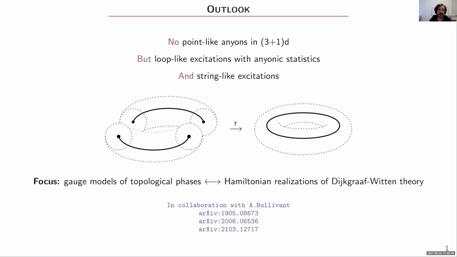And so I'm going to explain this process, at least at some level, focusing on a special class of models known as gauge models of topological phases, which can be thought of as Hamiltonian realizations of the Dijkgraaf-Witten theory. And this is work I've been doing in collaboration with Alex Clement.